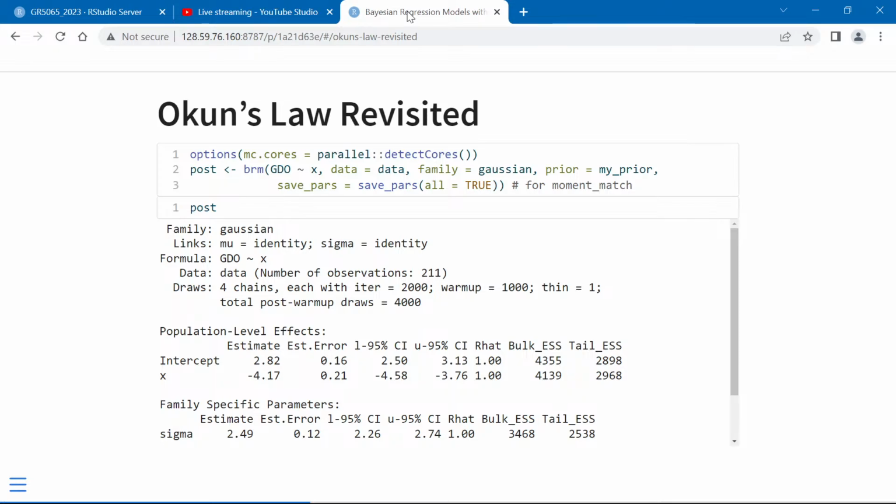Well, we get the same thing for what rstanarm would call auxiliary parameters. BRMS calls it family specific. Sigma, the standard deviation of the errors, has a posterior mean of 2.5, etc. So anyway, the main thing here is to not think of this as being identical to what rstanarm gives. It's another way of summarizing the 4,000 draws.